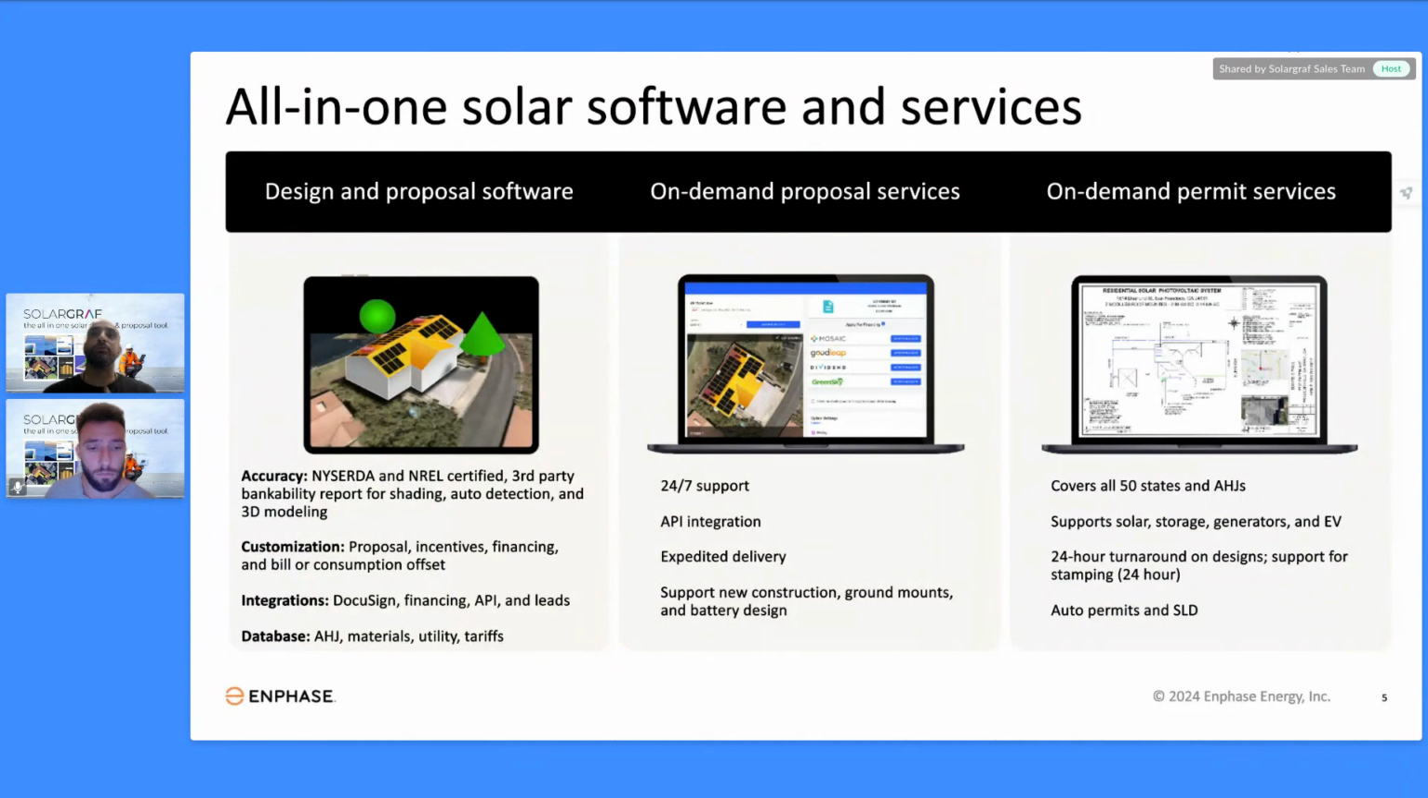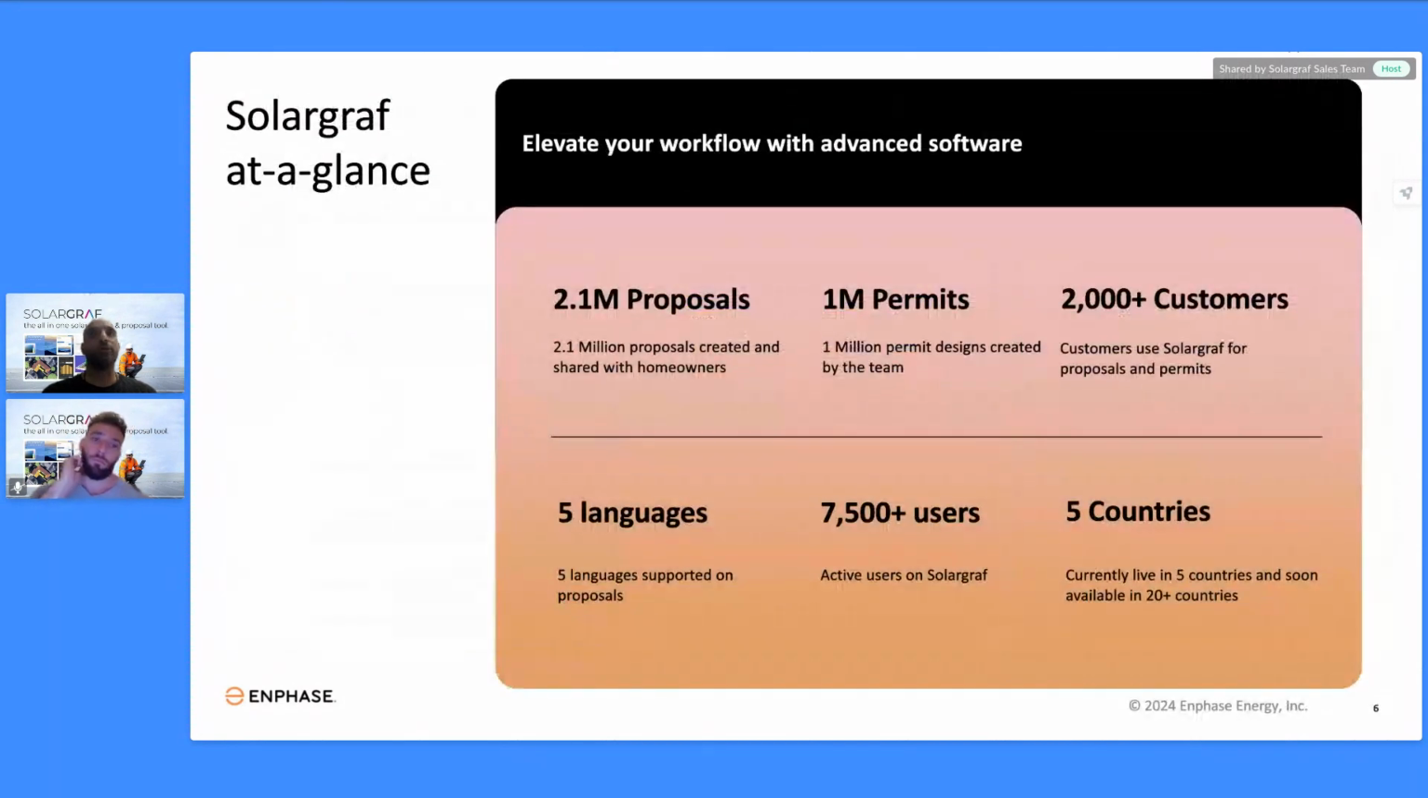So for those of you that would still prefer to outsource the permit design services, you're still able to order a complete permit plan set, similar to what Mikhail is going to show today. We have our own database that covers all 50 states, and we continue to build the knowledge on different AHJs just to be up to date with the changing requirements for different AHJs. And then, of course, we support solar storage, batteries. Our standard turnaround times are 24 hours. And then we have the automated permits and SLDs. So we will provide you the complete file that Mikhail is going to show through our permit design services. So that's kind of in a nutshell what Solargraph is as a platform.